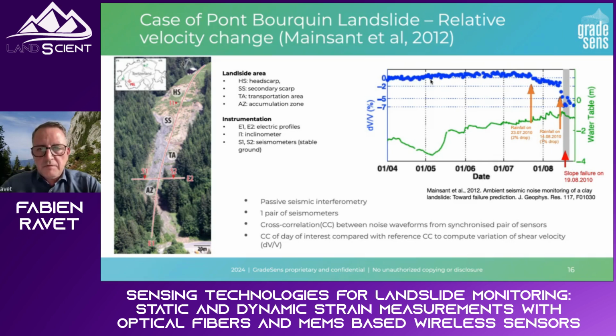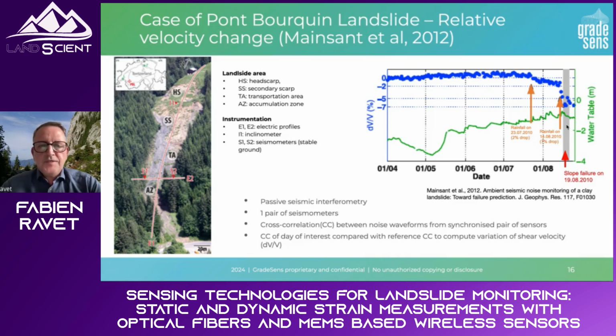And then we can see over time that it's fairly stable until, let's say, the end of July 2010. Then they had a drop, because at that specific day they had a very heavy rainfall, and then the relative velocity started to drop a little bit more. It was not as stable as before until it reached a point where we had a very significant decrease of about 7%. That was mid-August, associated with another heavy rainfall. And then a few days later, the slope collapsed.